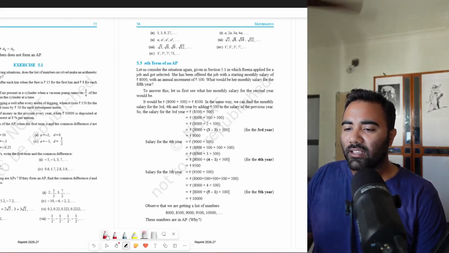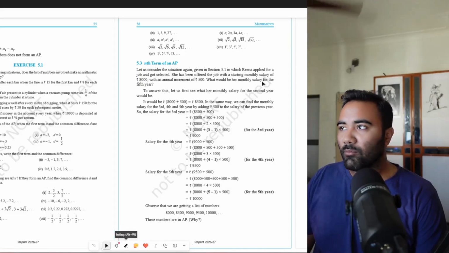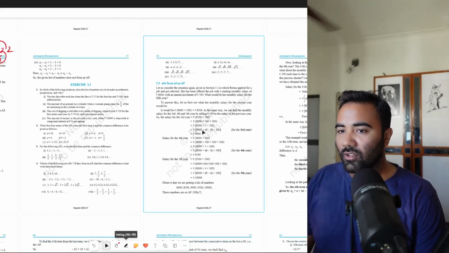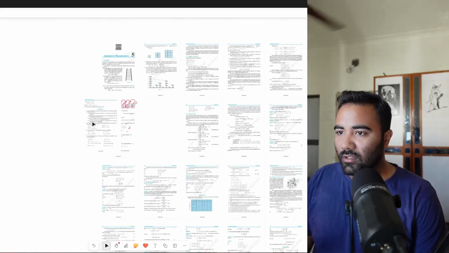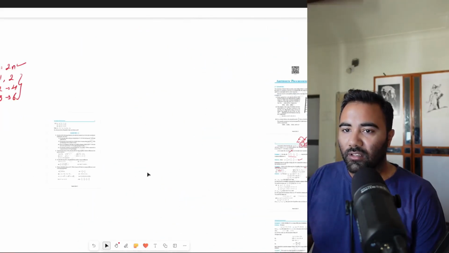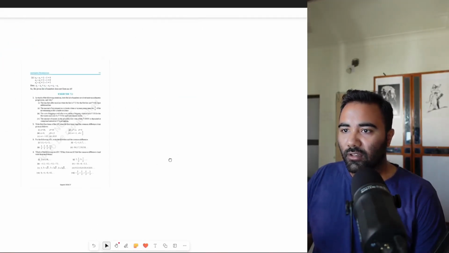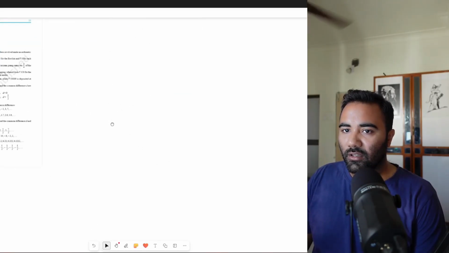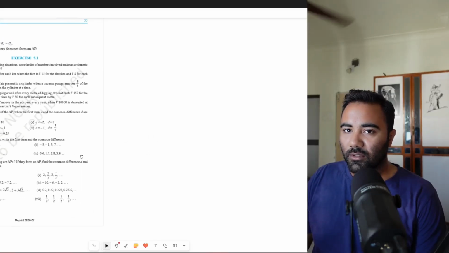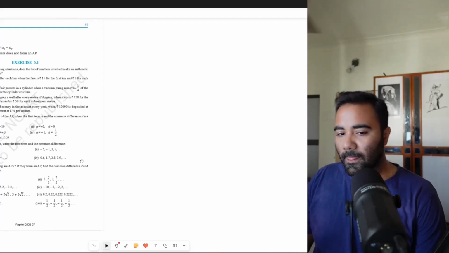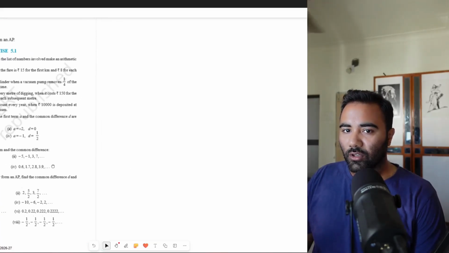This is fairly an easy chapter. I think a lot of questions that are going to come from this chapter in the board exam are going to be difficult. So what I'm going to do is pull out this page and then solve it differently. I hope it's visible. All right.